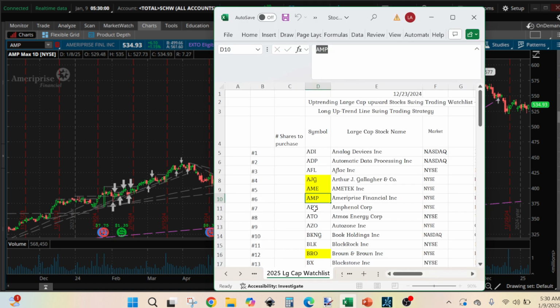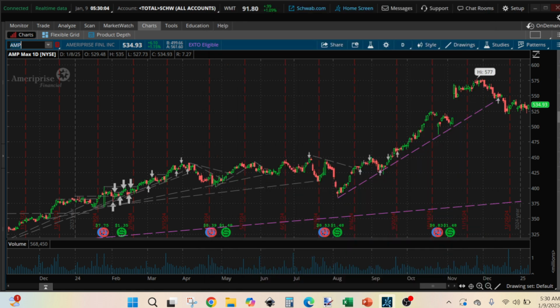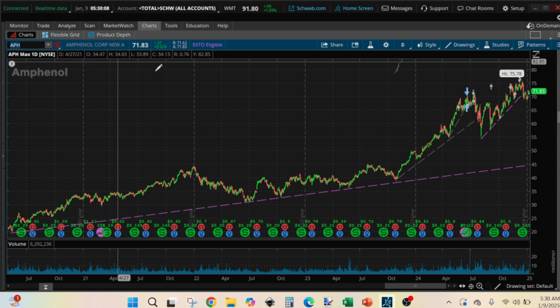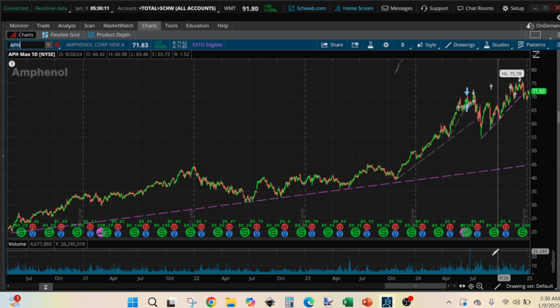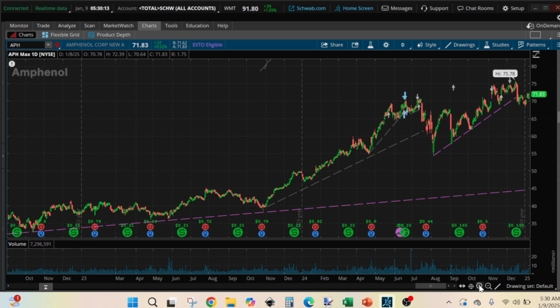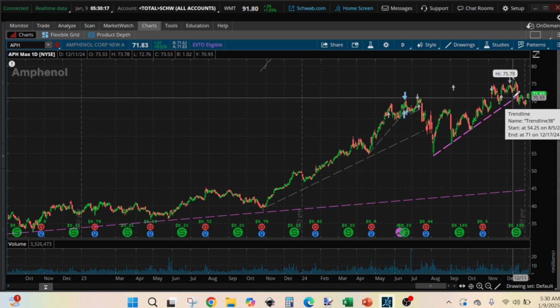The next one is APH. If we highlight it in yellow on our spreadsheet, that means we already have them in our portfolio. We do not want to buy them again unless we really want to buy them. Otherwise, we will sell it before we buy.